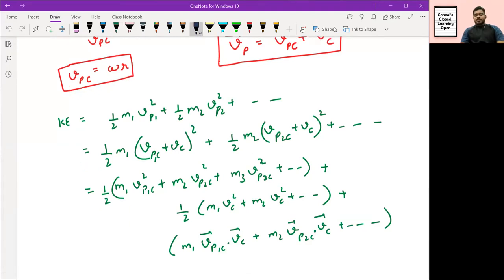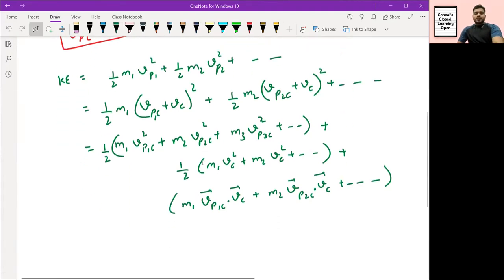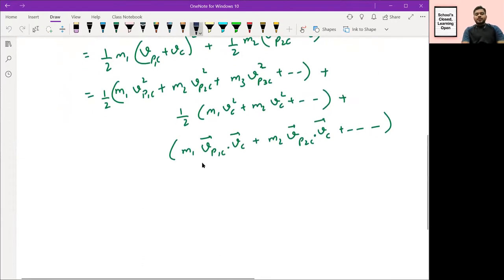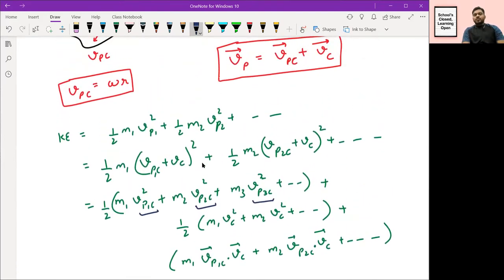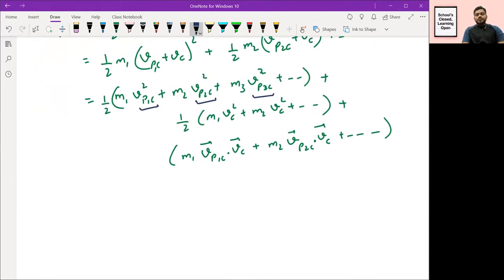Now let's analyze this. In the first term, you can see we have m1 Vp1c square, m2 Vp2c square, m3 Vp3c square. So what is the velocity of any particle with respect to center of mass? It is omega into r: omega r1, omega r2, omega r3. So we are just going to replace that, and we are going to write half m1, and omega is the same for every particle, right? So omega square is common.